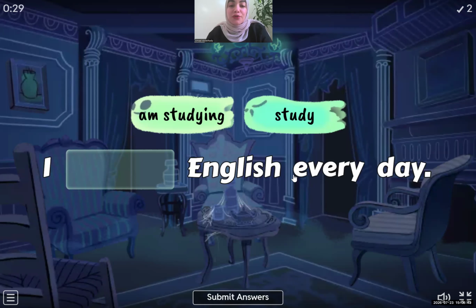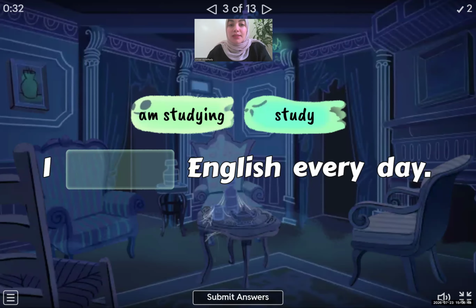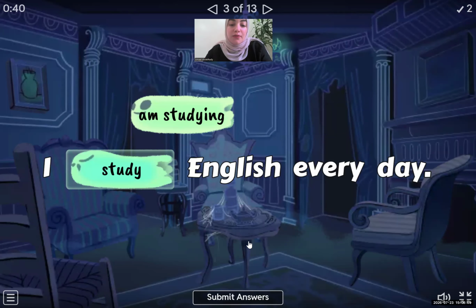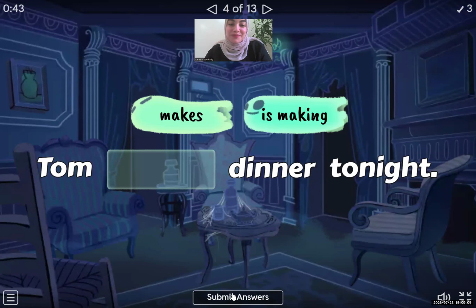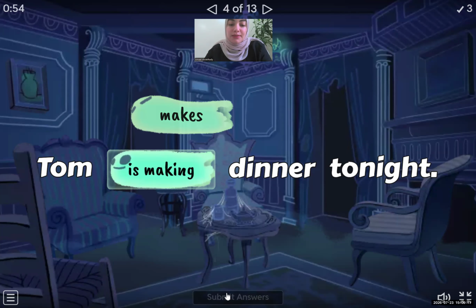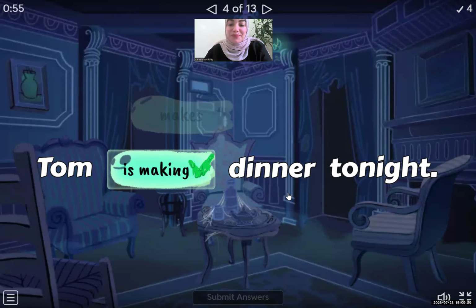I study English every day. Look at this verb. It talks about a daily routine, something that happens every day, not just right now. So I am studying or study? Yes, I study English every day. Great job. Tom makes dinner tonight. So Tom makes, present simple tense, or is making? Is making. Let's see. Great job.